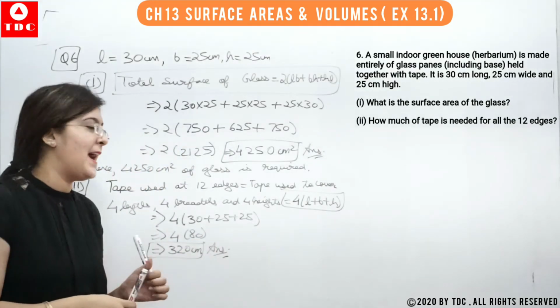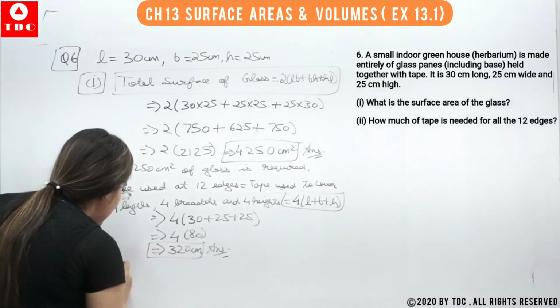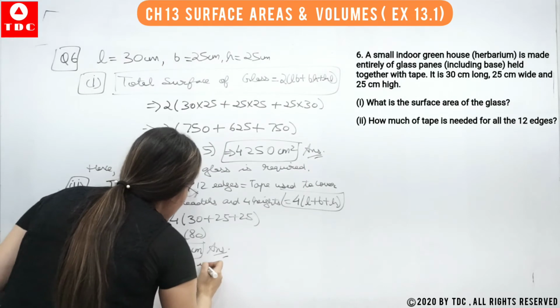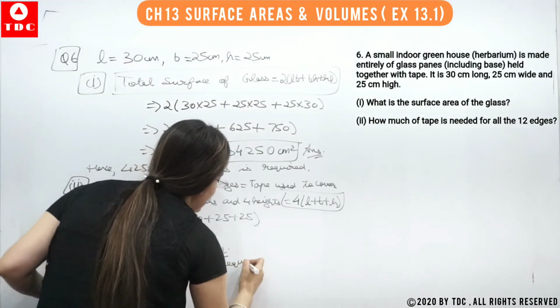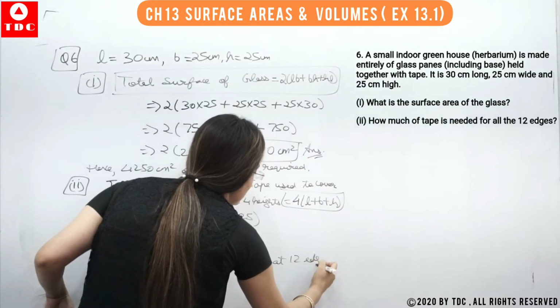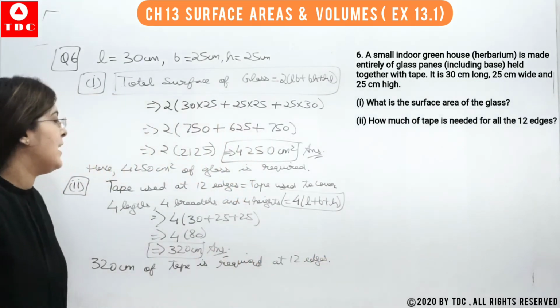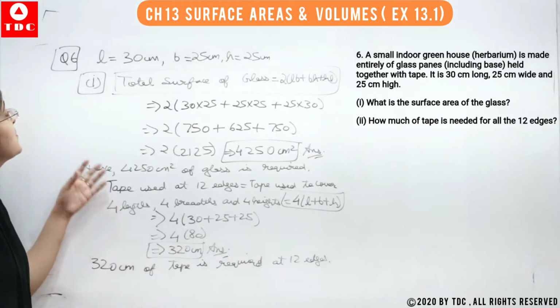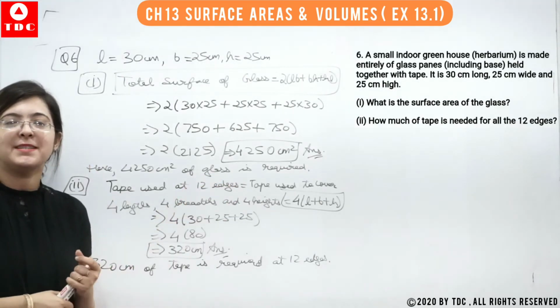What will we write? 320 centimeter of tape is required at 12 edges. Okay, how much tape is required? 320 centimeter. So this was also very easy. Question number 6 done. See question number 7, students.